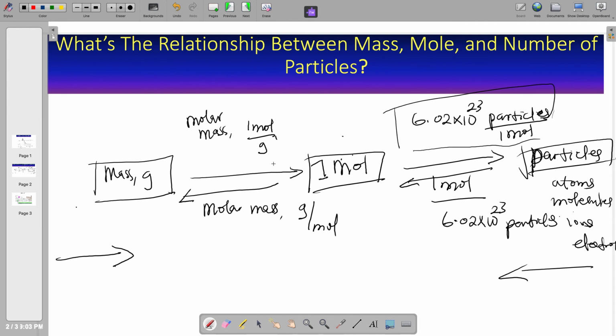Okay. So the next question is, what is the significance of the mole concept? Now, the mole concept is just to help chemists count and weigh these invisible particles. So remember, we can't see atoms with our eyes. So we have to use a unit that will allow us to weigh these invisible particles and count them. And that's where the mole concept comes in.